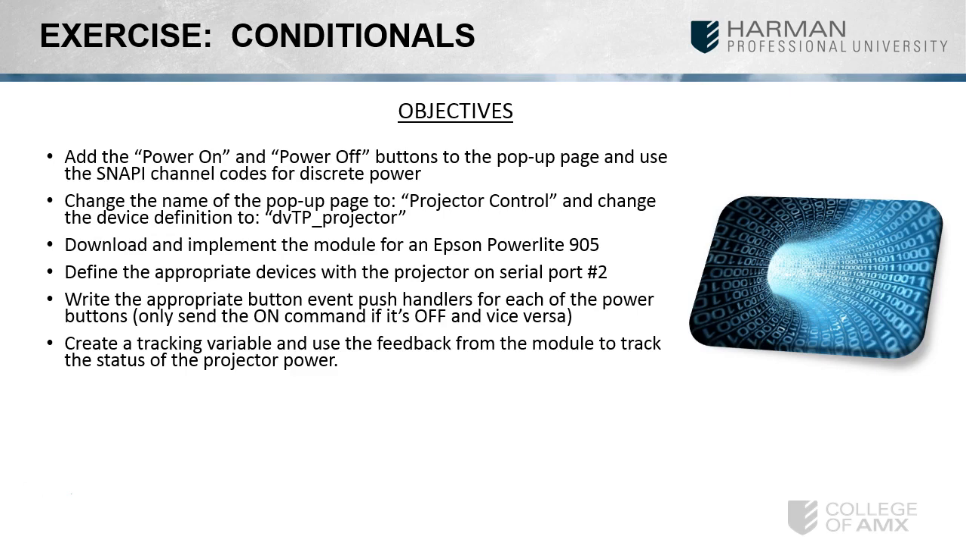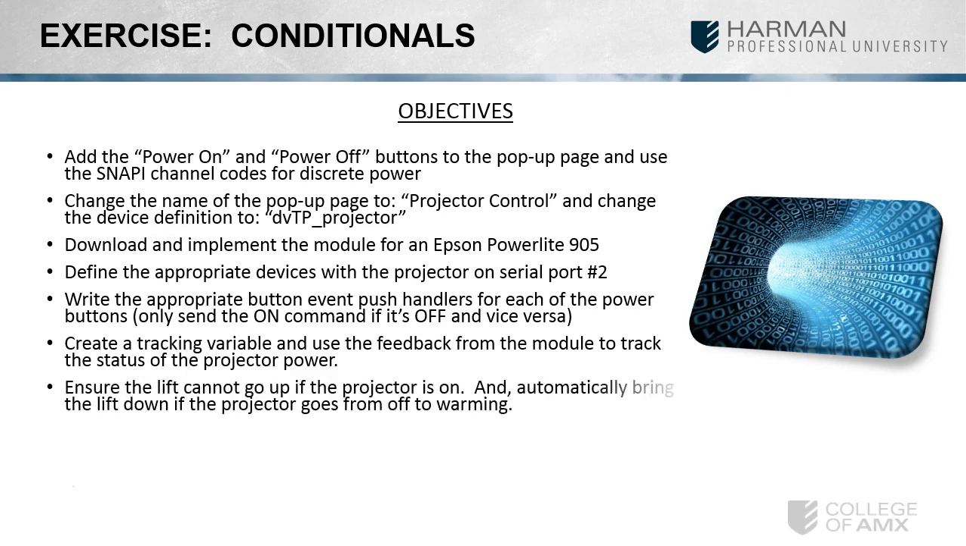Implement the following requirements. Add a conditional statement that makes it impossible to move the lift up if the projector is on. When feedback from the projector is received and the projector is warming, check to see if the lift is down. If it's not, bring the lift down. When the projector is cooling down, you should trigger the lift to go up. Finally, add feedback statements for the projector power on and power off buttons.